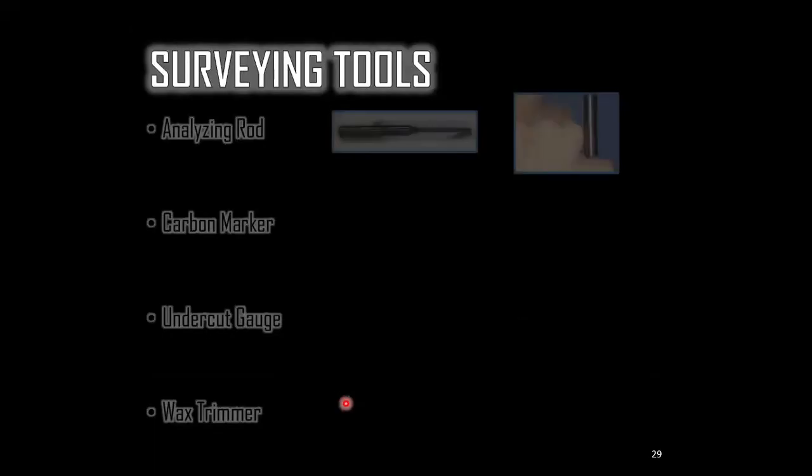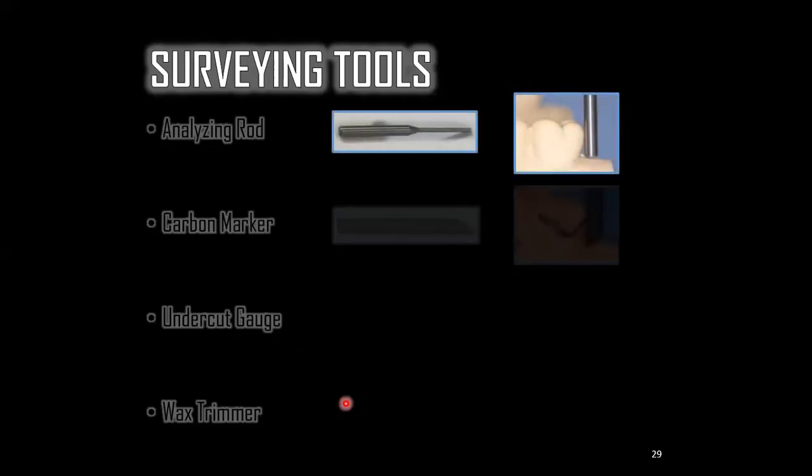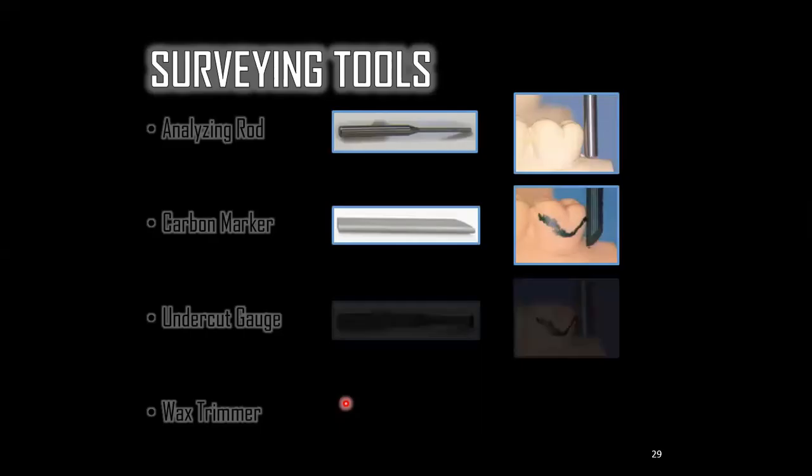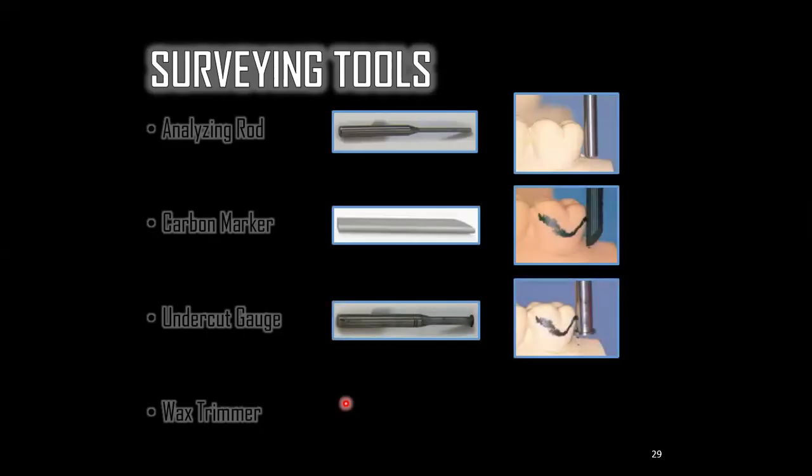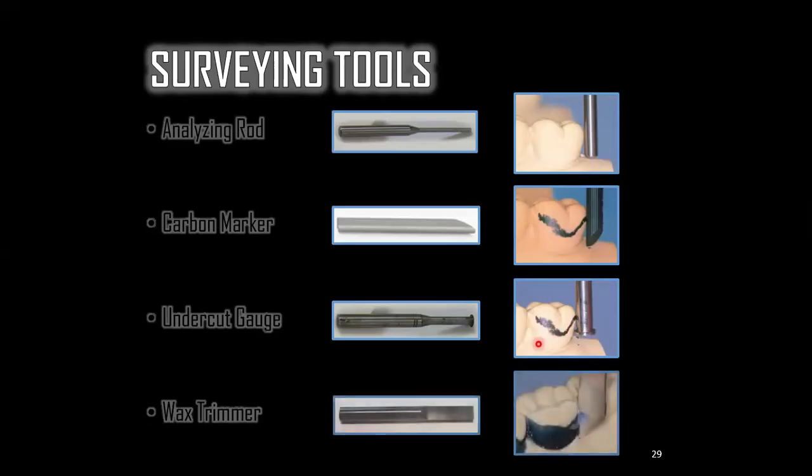So the commonly used surveying tools are your analyzing rod, your carbon marker, and your undercut gauge. This single rounded undercut gauge is seen in your Ney surveyor. If it has a beaded or a fan-shaped one, it is your Jelenko surveyor. Now, wax trimmer.